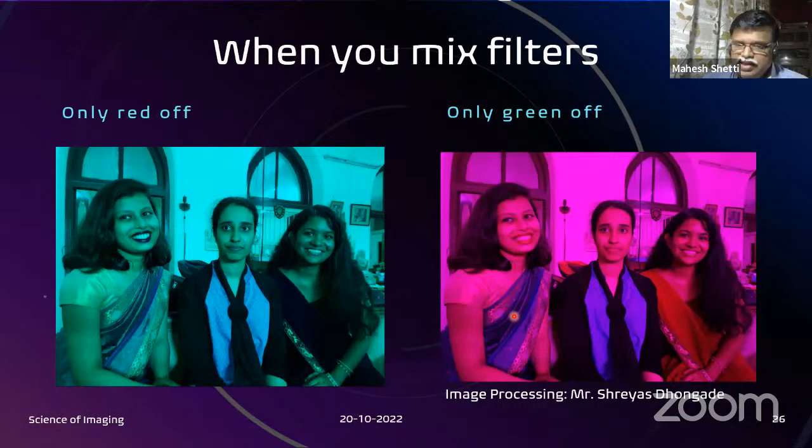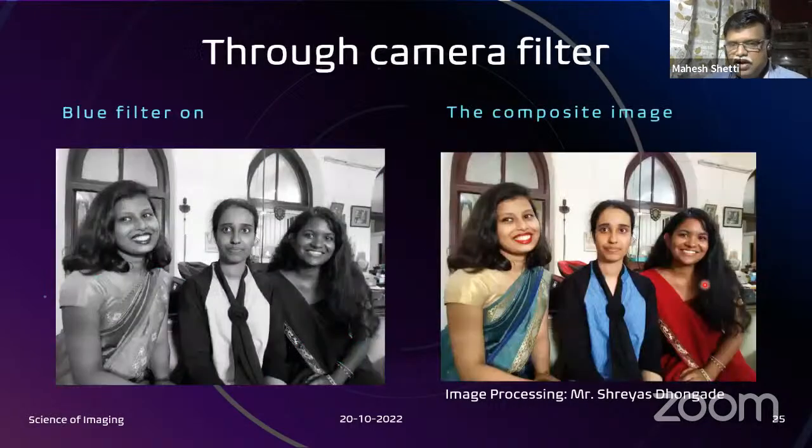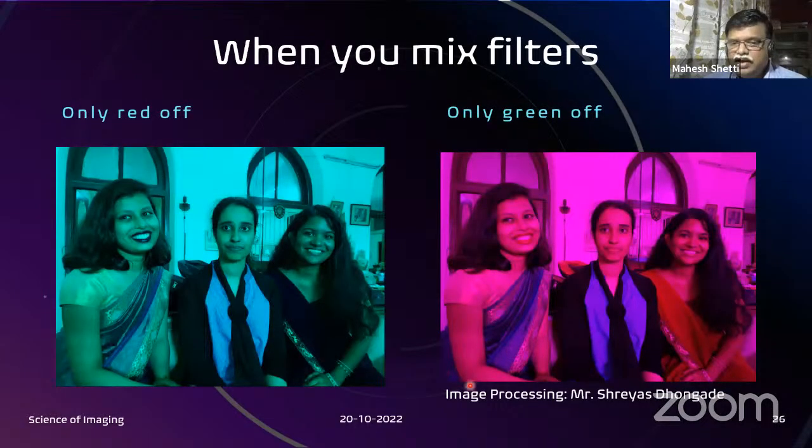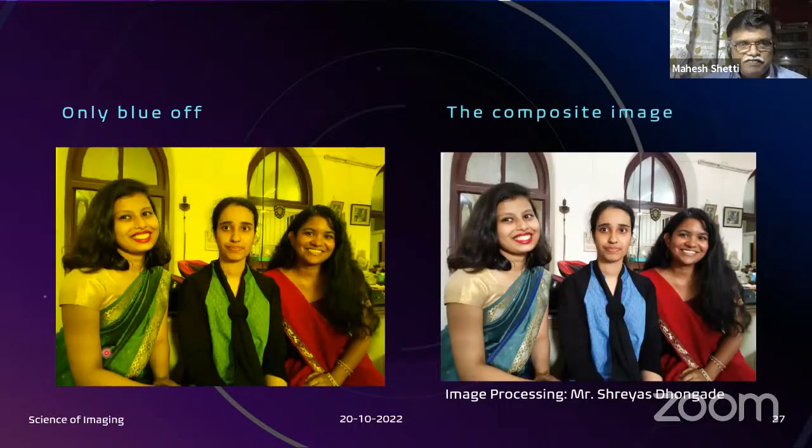Now, the interesting thing is you look at the sari of the first girl. Only green is off. You see in the real picture, it is blue green. But when I keep green off, it looks bluish in color. And when I keep blue off, it is greenish in color. And this is the original, this is the composite image, all images put together.